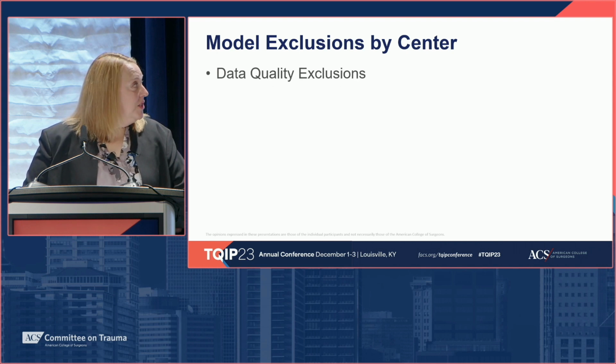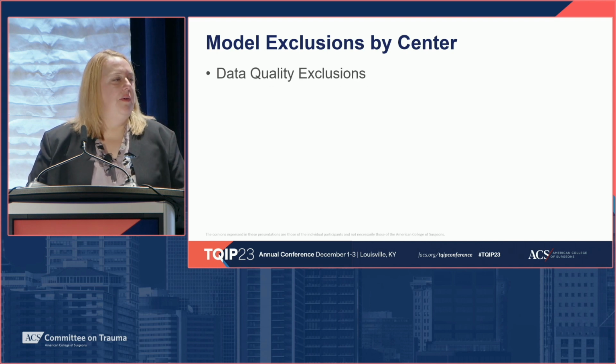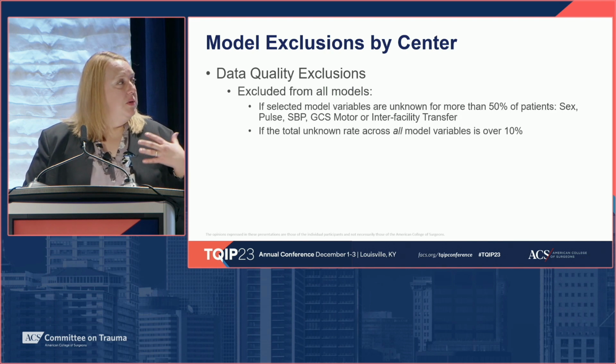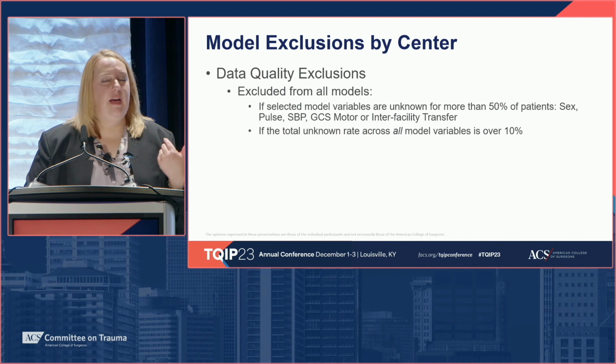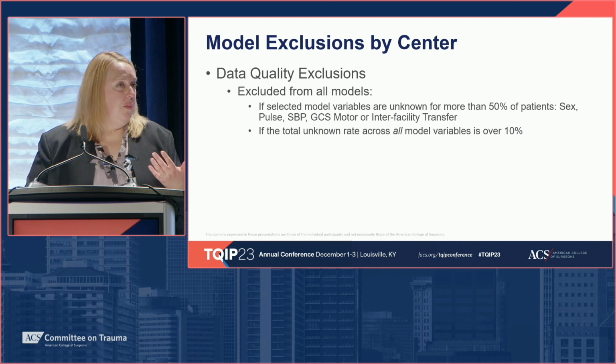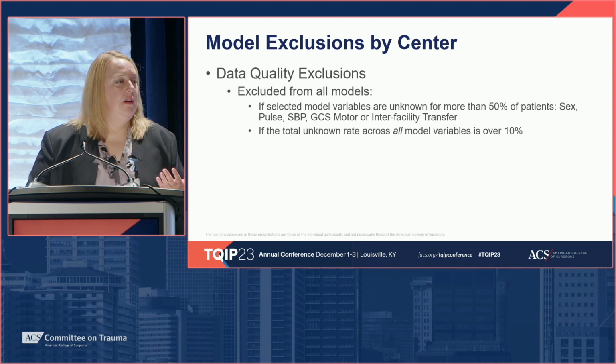Data quality exclusions are another type of thing that we evaluate to see if a center should be excluded. So we exclude a center from all models if one of the 5 variables listed there, sex, pulse, SBP, GCS motor, and interfacility transfer, is missing at a rate of 50% or more. If any of those very important variables are missing for more than half your patients, then we simply don't have enough data to include you in the model.